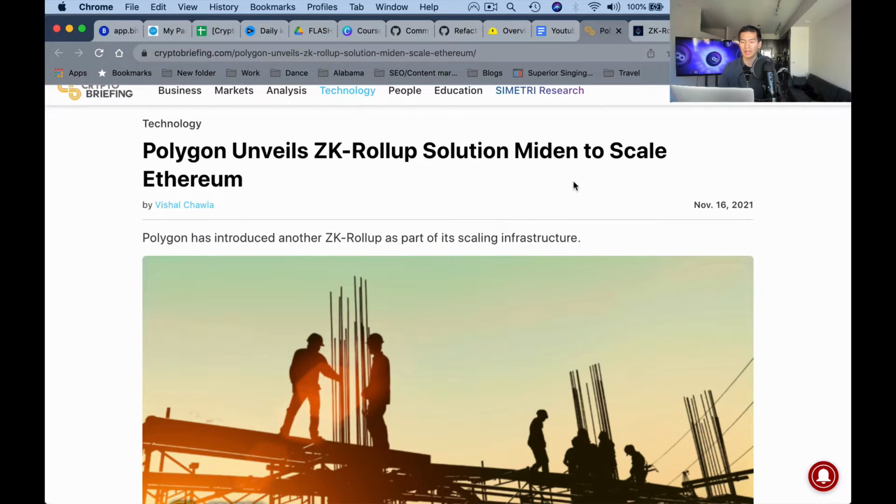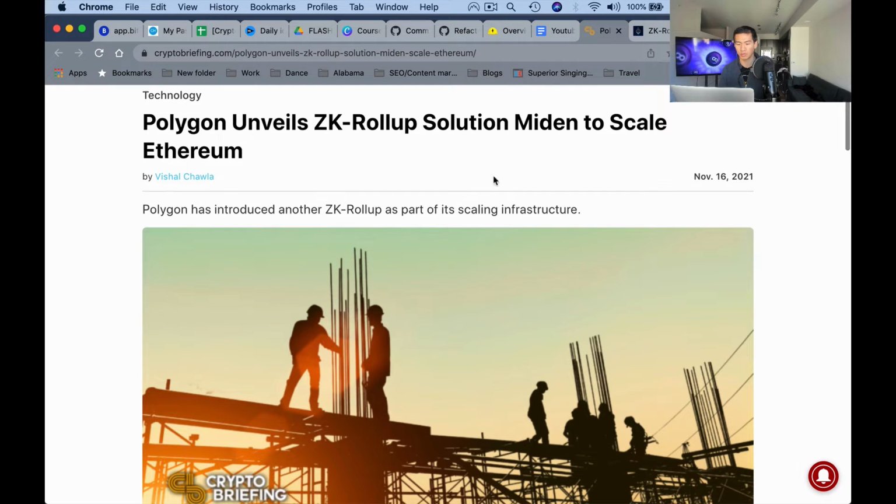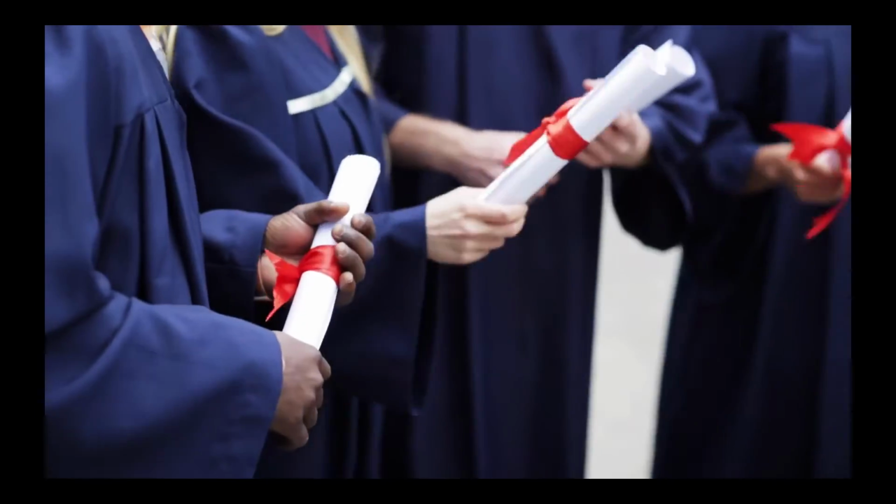Polygon has their own version of ZK Rollups called Polygon Miden. Their idea with Miden is to scale Ethereum, so it's part of their scaling infrastructure. Right now it is used to generate proofs, but it is still in development. In layman's terms, if you ask a person, how do I know you went to Harvard and that you studied business there? The way they answer is they show you their paper degree, right? That is their proof, and the same thing is happening here. I don't need to see his transcript. All I need is to see that degree framed up on his wall, and that's good enough proof for me.